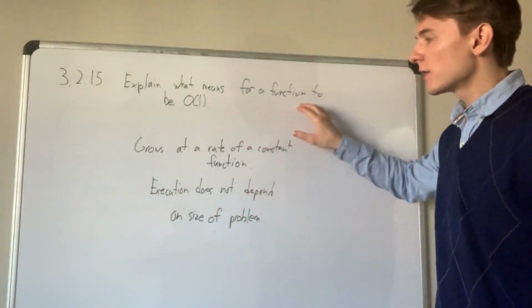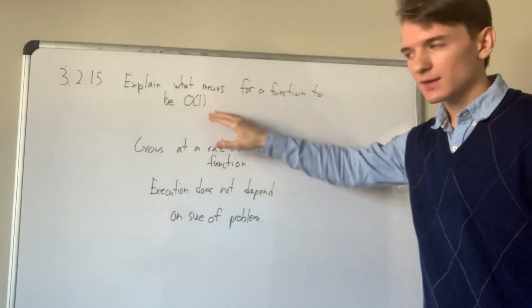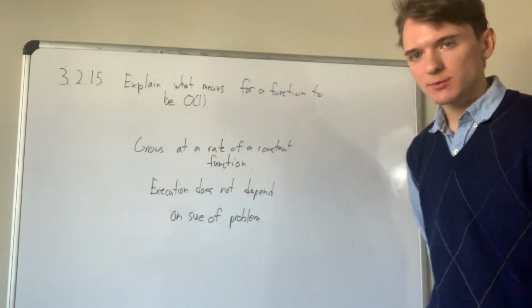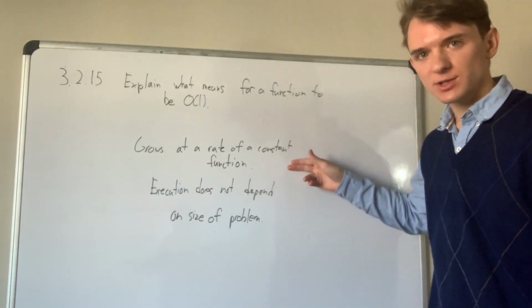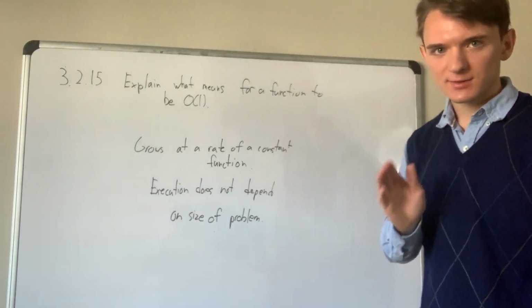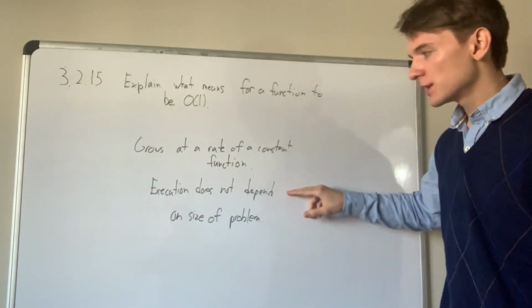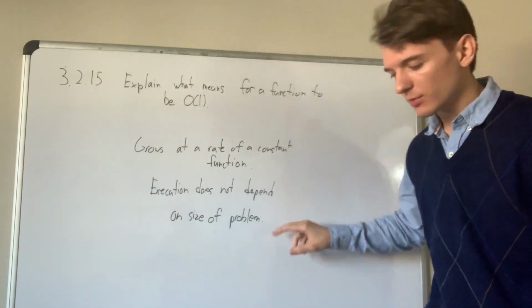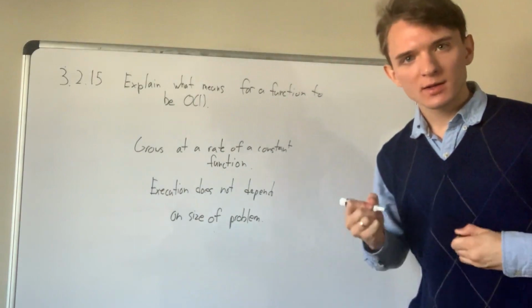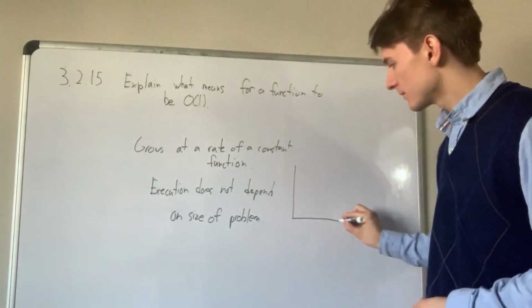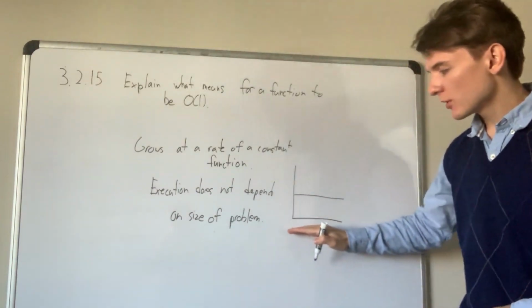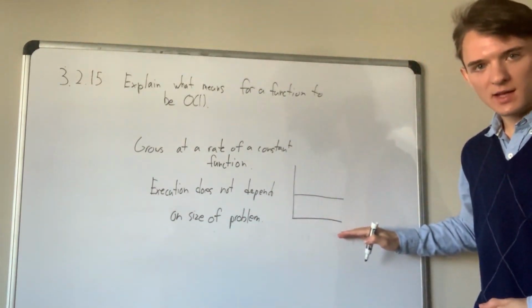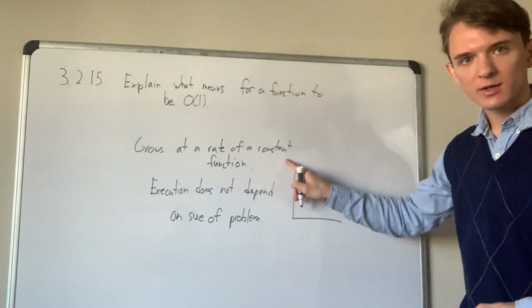Explain what it means for a function to be big O of 1. Simply put, this means it grows at the rate of a constant function. In other words, it doesn't grow. Execution does not depend on the size of the problem. So if we were to graph the running time, it would just be a flat line. No matter how large our data size became, the running time of our function would never increase.